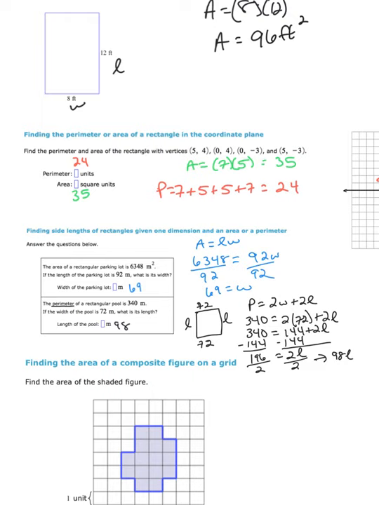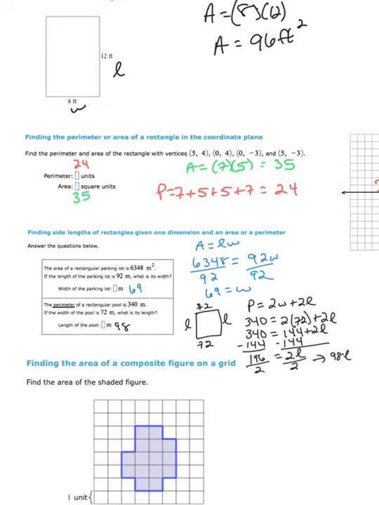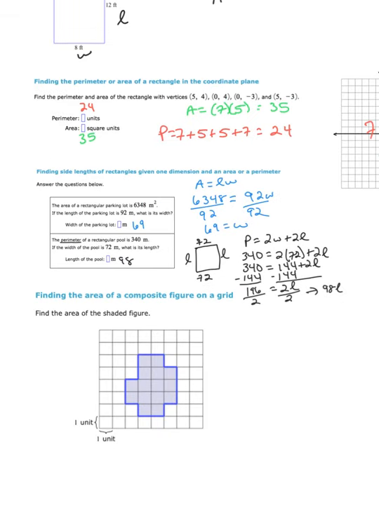Alrighty, now let's move on to using a piecewise figure. And let's do this in green. Now, first of all, we're going to find the area of the composite figure on a grid. Count the boxes. Really, count them. 1, 2, 3, 4, 5, 6, 7, 8, 9, 10, 11, 12, 13, 14, 15. 15 units. Seriously, that's what you do.